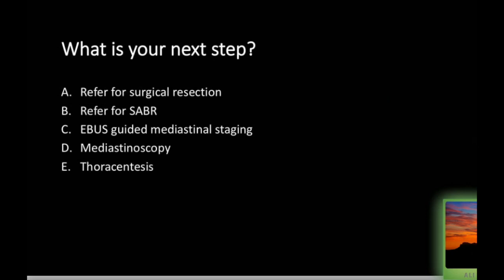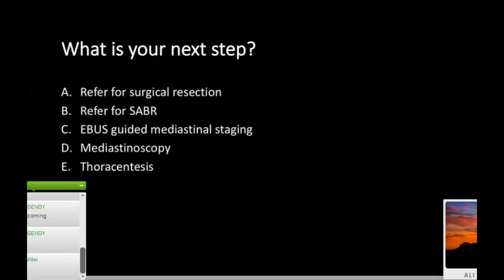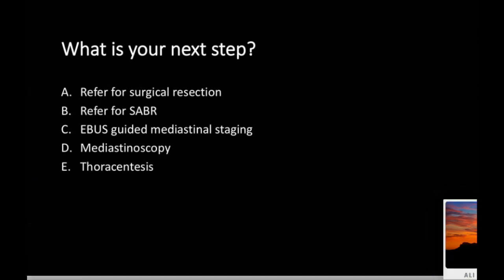Now remember, this person had a TTNA of the right upper lobe lesion, which clinched the diagnosis of adenocarcinoma. Now this person has a PET positive small right pleural effusion. What would be your next step? Options are refer for surgical resection, refer for stereotactic radiation, EBUS guided mediastinal staging, mediastinoscopy, or thoracentesis. So let's get a quick answer. I'll give you 5 seconds to choose either A, B, C, D, or E, and then David can tell me what the most popular answers are.